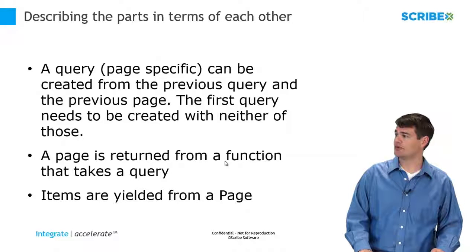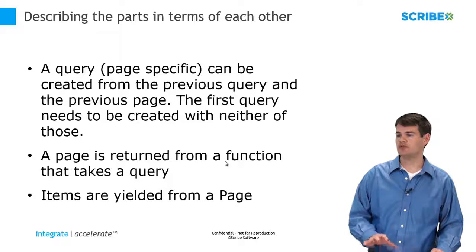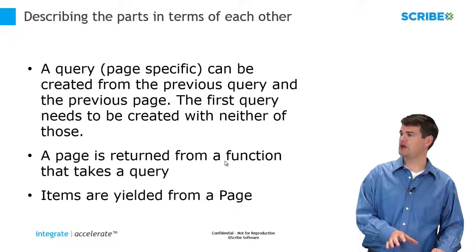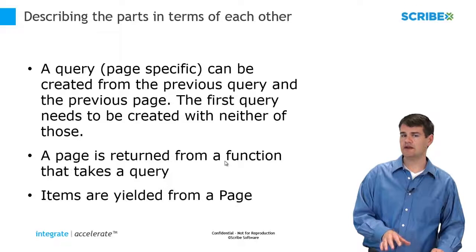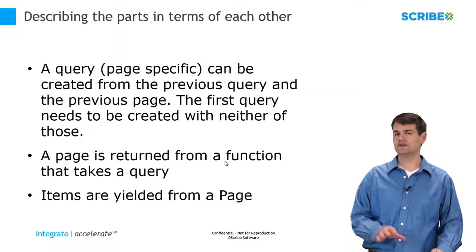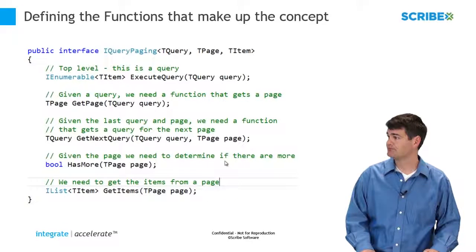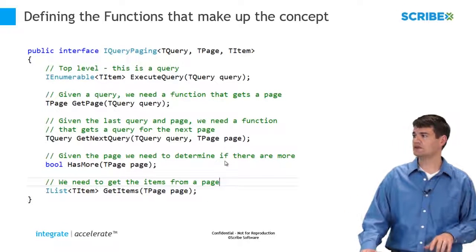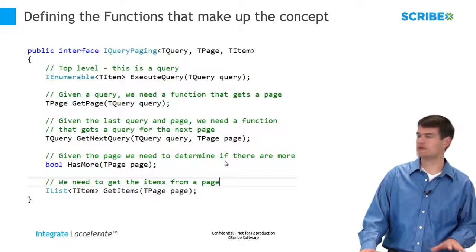A page is something that is returned from a function that takes a query. So we call a function that takes a query and returns a page, and then items can be yielded from a page. So we call a function that gives us a list of items. So let's take a look at some functions that get across that idea.